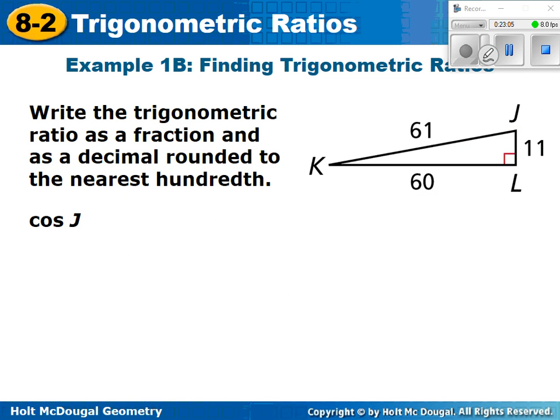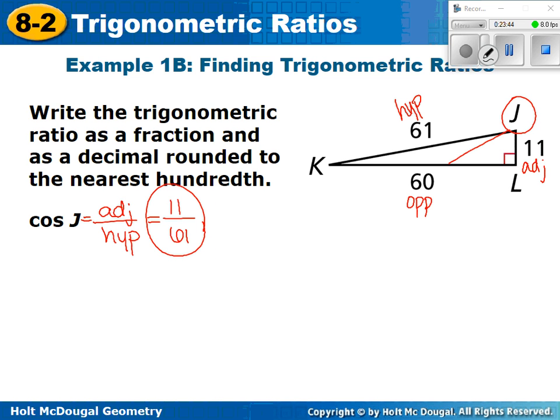What does this one want? Cosine of J. Same picture, right? So we already had it labeled. 61 was the hypotenuse. Still looking at angle J. So 60 is still the opposite, and 11 is still the adjacent. But what is the cosine of J? What are the two sides I'm going to compare? Adjacent over hypotenuse. That's the C part, C-A-H. So what's the adjacent side? 11. What's the hypotenuse? 61. So circle it.